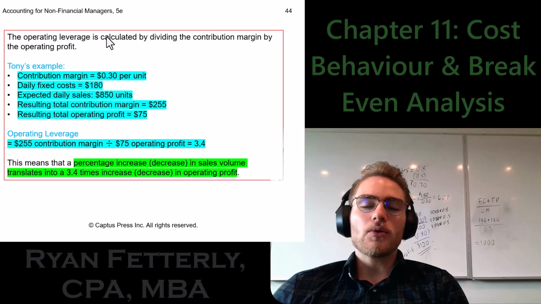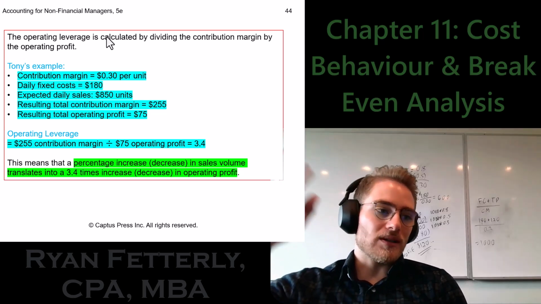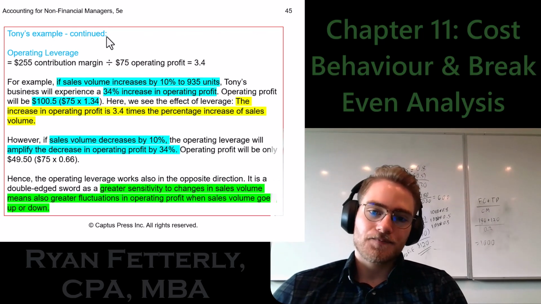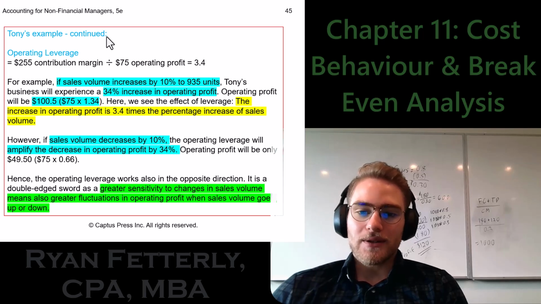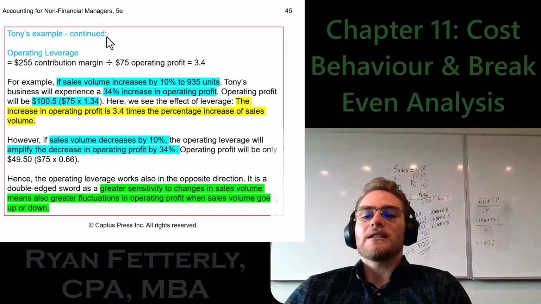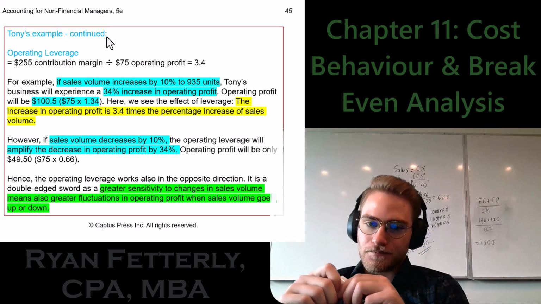So it's how leveraged is our bottom line? By leveraged, how many times more does it change based on, say, an increase or decrease in sales? So with Tony's example continued, operating leverage, $250 in contribution margin, divided by $75 in operating profit equals 3.4.